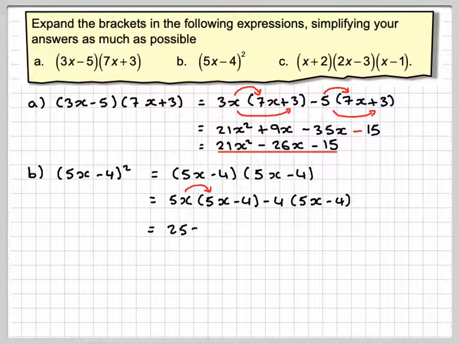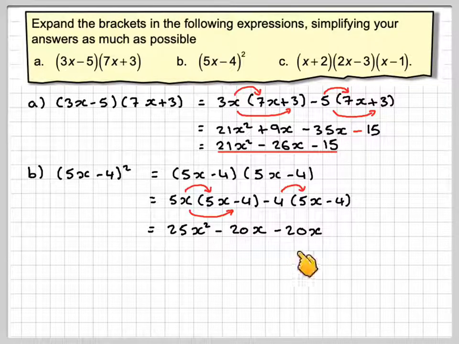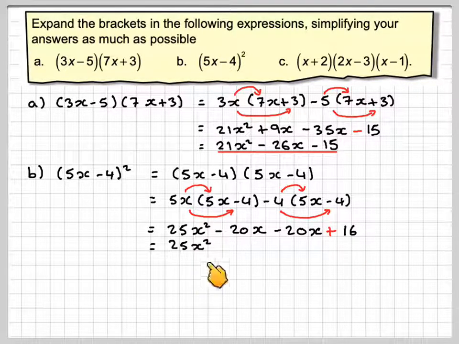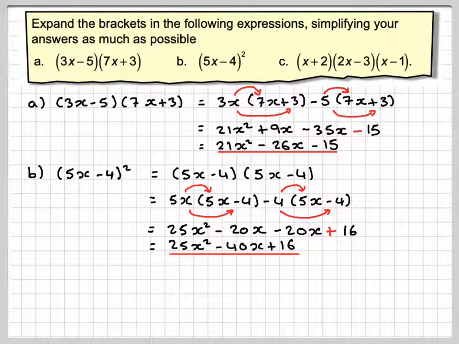Expanding, you're going to get 25x squared, 5x times 5x, then 5x times minus 4, which gives you minus 20x, minus 4 times 5x, which gives you minus 20x, and then minus 4 times minus 4, be careful, is plus 16. So that's going to give you 25x squared, and minus 20 minus 20 gives you minus 40x plus 16. And if you just square that and just square that, you won't get the middle bit in the middle.